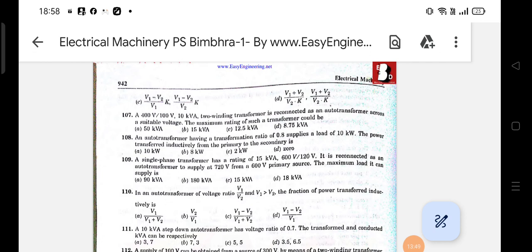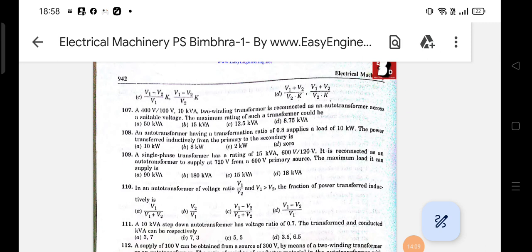Next, an autotransformer having a transformation ratio of 0.8 supplies a load of 10 kilowatts. The power transferred inductively from the primary to the secondary is? The formula will be KVA induction is equal to 1 minus K into given KVA rating. Here K value is given as 0.8. That is 1 minus 0.8 into given rating of 10 kilowatts. That means 1 minus 0.8 value will be 0.2 into 10. You will get 2 kilowatts. Suppose if he is asking conduction, the KVA conduction formula will be K into KVA. That value will be 8 kilowatts.